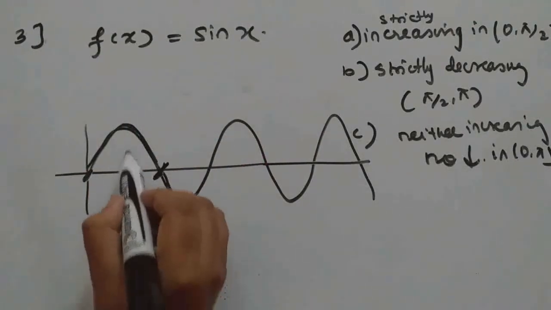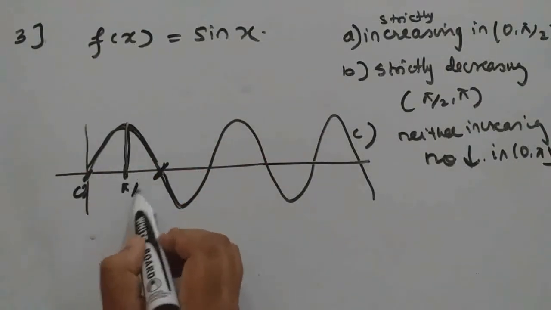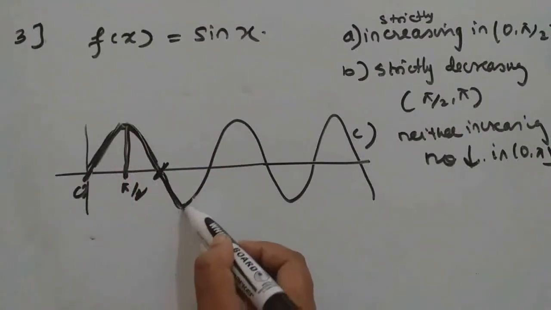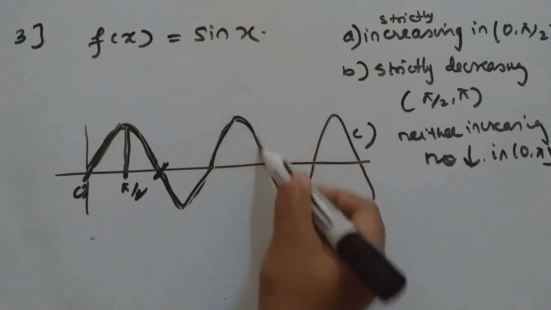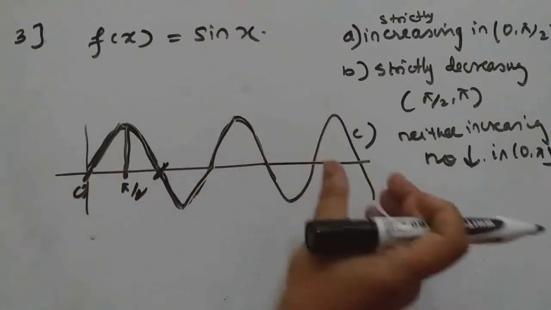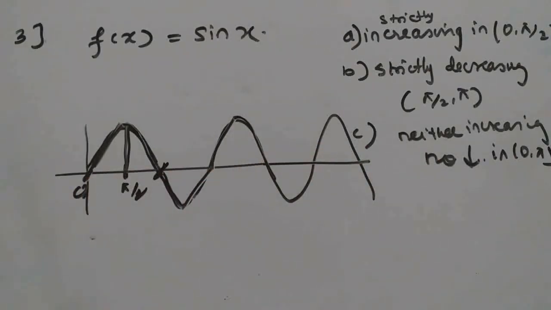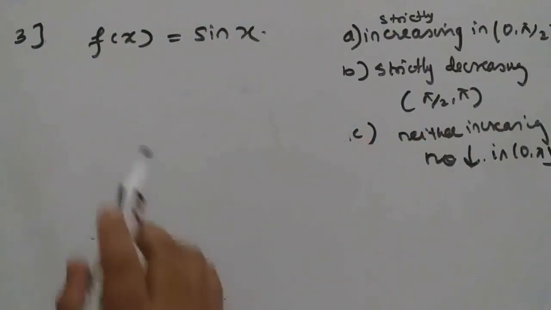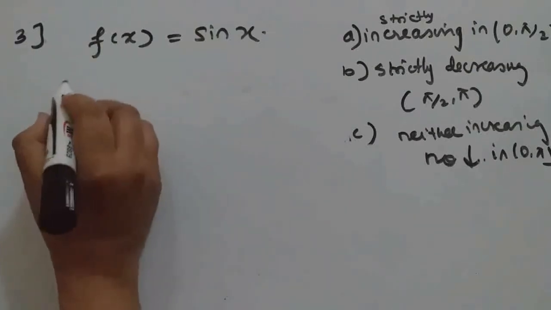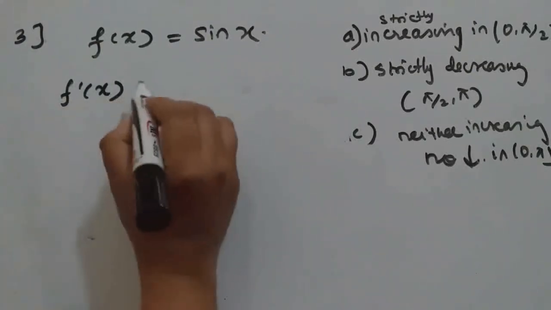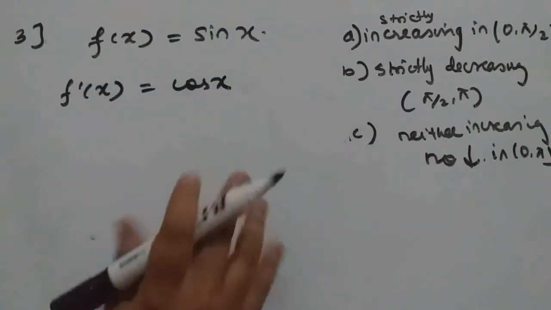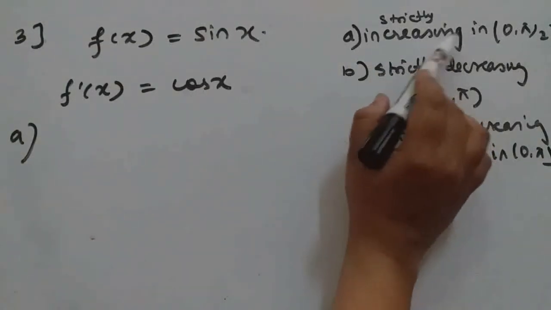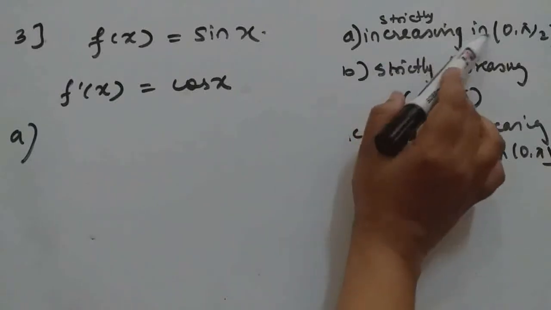See, for example, from 0 to pi by 2 the function is increasing, then decreasing, then decreasing, increasing, like that. In a small domain you can talk about increasing and decreasing functions. So here also the domain is given to us. First of all, f of x is sin x, so we will find the derivative, f dash of x is cos x.